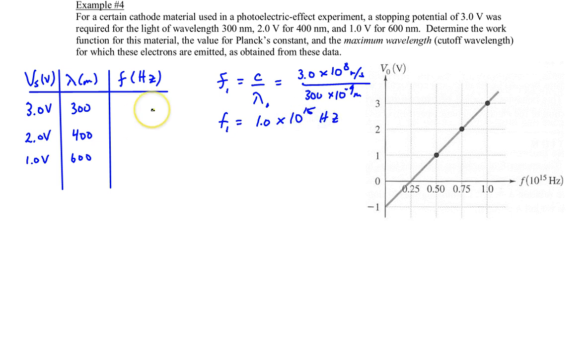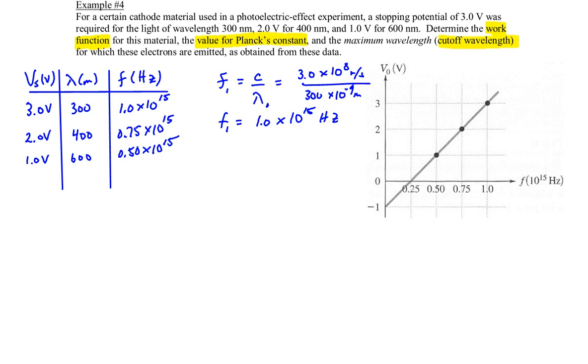So over here we have 1.0 times 10 to the power of 15 hertz. Then the next one is going to work out to 0.75 times 10 to the power of 15. And the next one over here is 0.5 times 10 to the power of 15. Okay, you're asked to find out what the work function is, as well as finding the experimental value for Planck's constant, h, and then the cutoff wavelength, that maximum wavelength at which electrons are emitted.